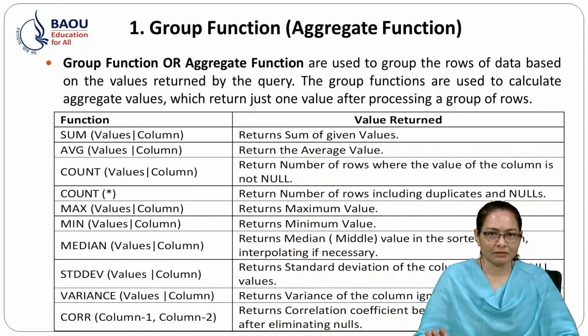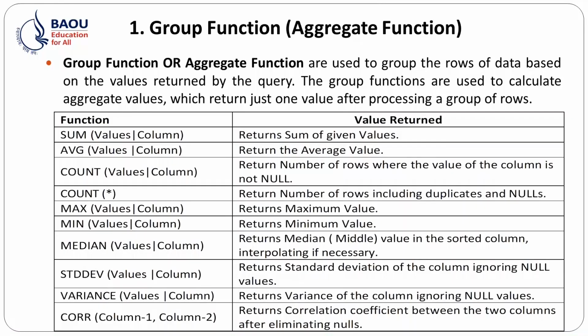See, the table shows the aggregate functions. First is the sum function. Second one is the average function. All these functions work on a group of the data. Sum returns the sum of the given values. The average returns the average. Count counts the number of values without null. This count does not include the null value, but count star includes the null and duplicate values and counts the number of the values.